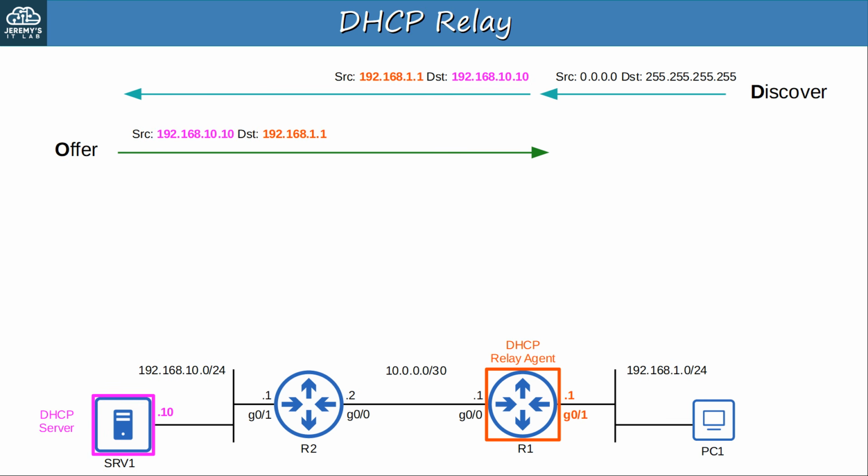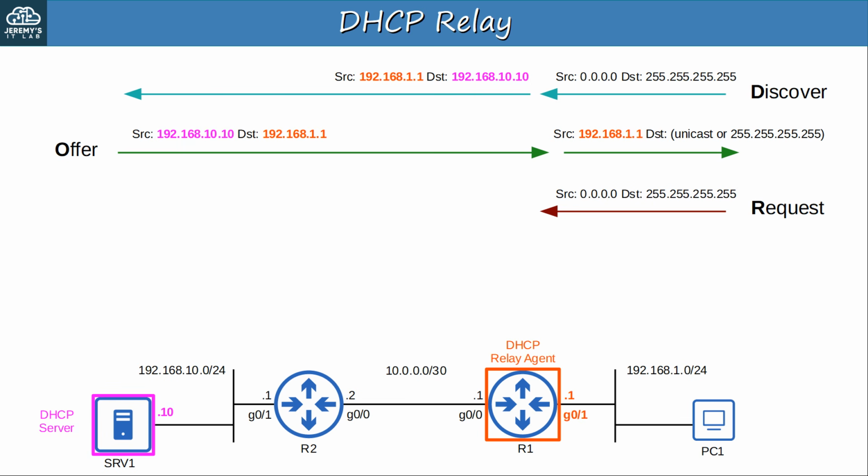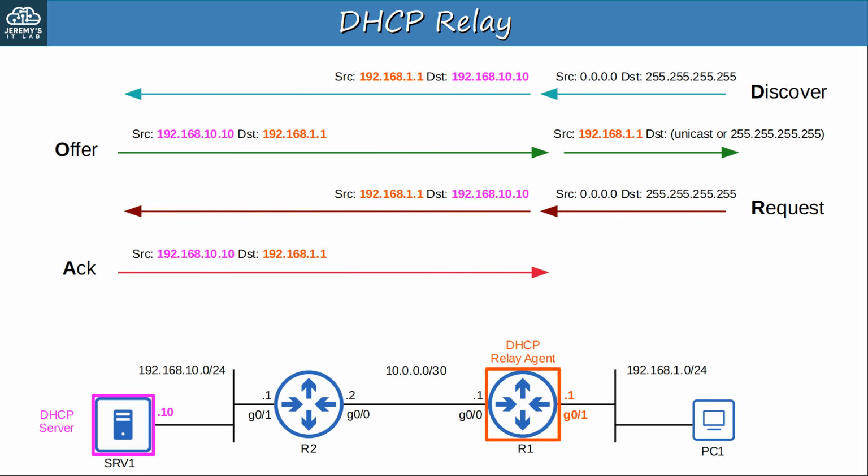Then Server 1 replies with the DHCP Offer, sending it to the address of R1's G0/1 interface, 192.168.1.1. R1 then forwards it to PC1. The source is R1's IP address, and the message is either sent unicast to PC1 or broadcast. Then PC1 broadcasts a request message, and R1 relays it to Server 1. Finally, Server 1 replies with a DHCP Ack, and R1 forwards that to PC1, which configures the IP address it was assigned, for example, 192.168.1.100. So that's a quick overview of how DHCP relay agents work.